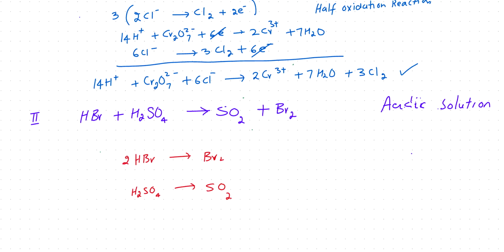Now we have two hydrogens on the left side, so we write 2H plus to balance hydrogen. Now the number of hydrogens is also balanced. Now we have to make the charge 0. So two positive charges on this side, no charge on the other. To make the charge 0, we add two negative charges, or 2 electrons. So this reaction, a loss of electrons, is the half oxidation reaction.